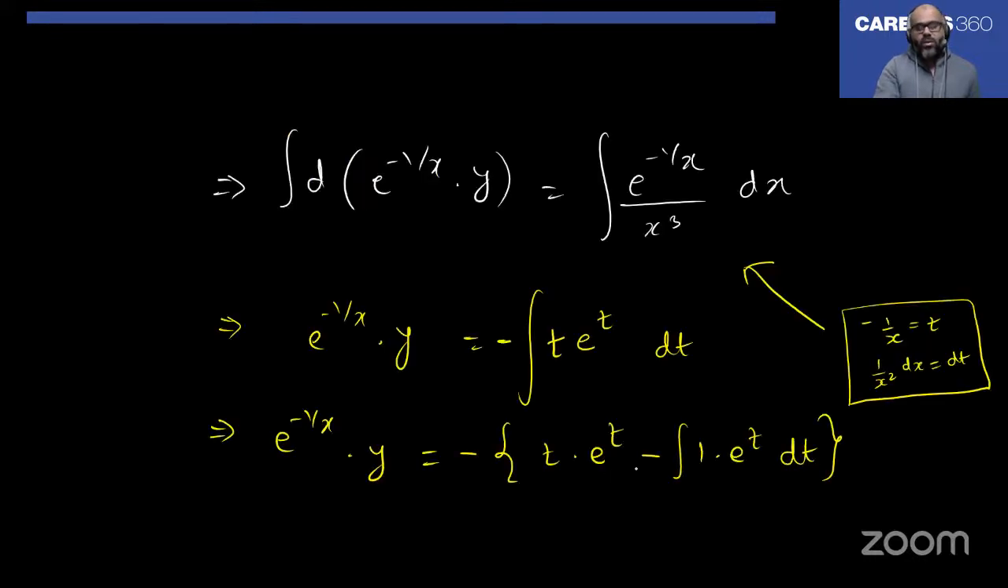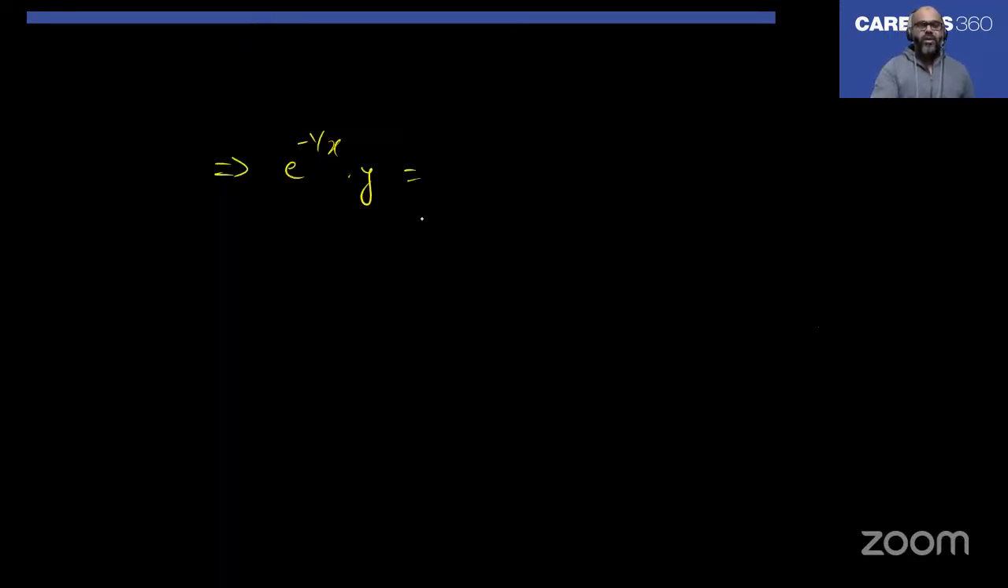Then it becomes e to the power minus 1 by x into y is equal to, this e to the power t will give you e to the power t, and there is a minus sign outside. So we'll get e to the power t minus t into e to the power t.